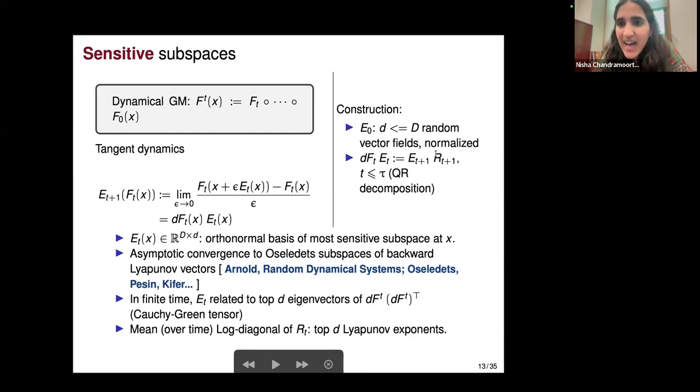And I should mention that this R from the QR decomposition consists of finite time Lyapunov exponents. In particular, if you look at the diagonal elements of R and take their logs, the average over time are what are called finite time Lyapunov exponents.